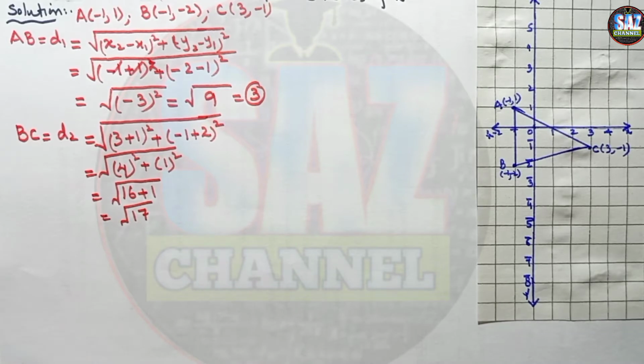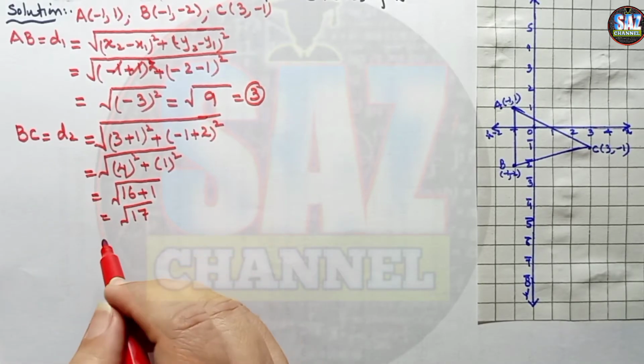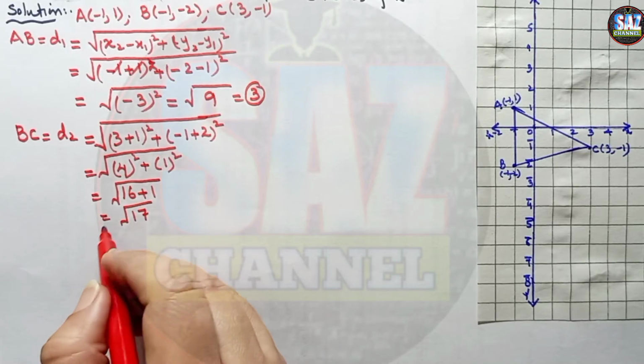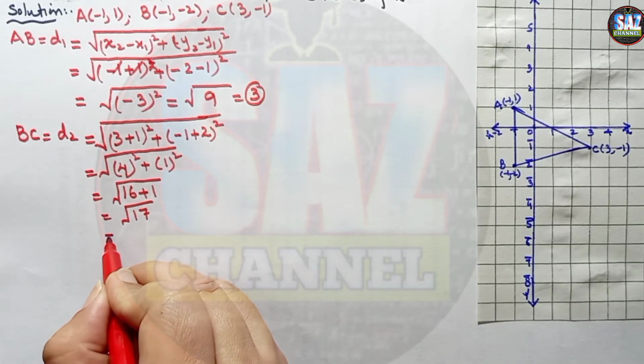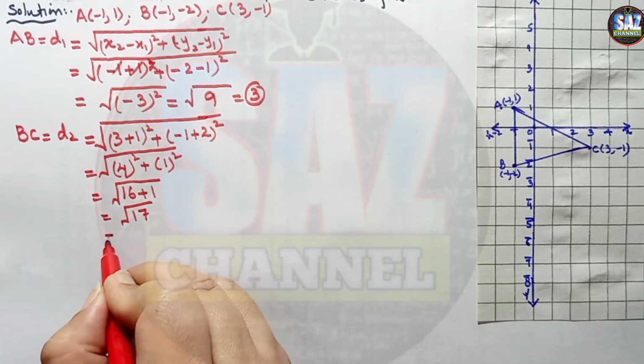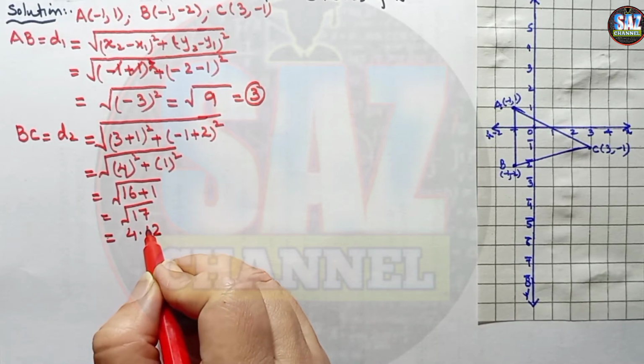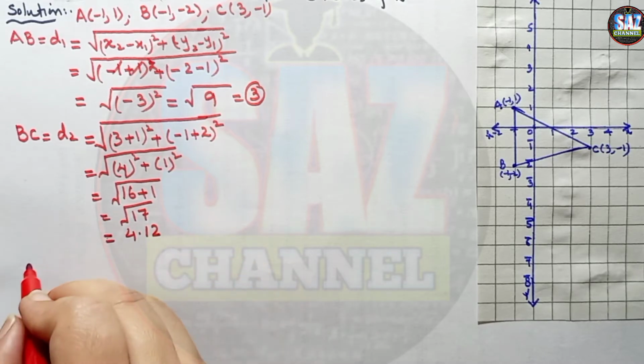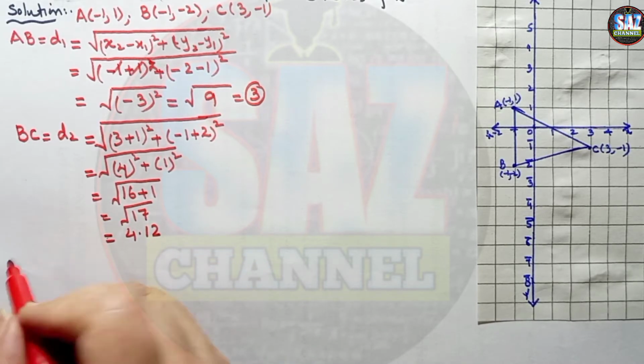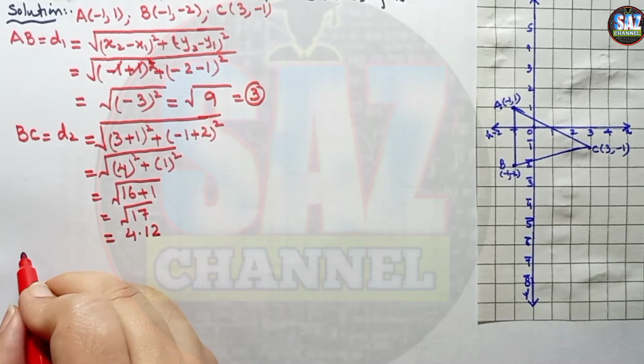And then what I have to do, if it is paper 1, then you can leave your working at this place, and in paper 2 calculator will be allowed, then you can give your answer to 2 decimal places or 3 significant figures. This is equal to 4.112 units. Okay, and now the third distance, AC.